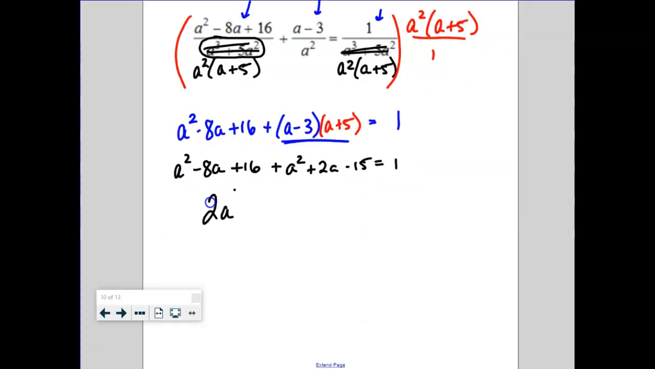You guys end up with 2a squared. And then if you collect all your a's together, it's minus 6a. And then the constants actually cancel out, because this is a 1, and then you subtract that other 1 over for standard form, and they're gone. This is a factorable quadratic. You can factor it by taking out a common 2a.